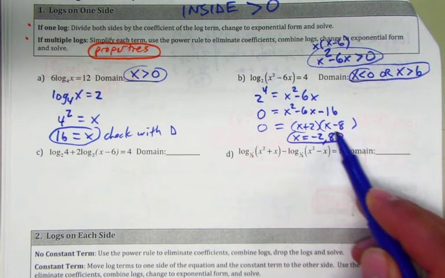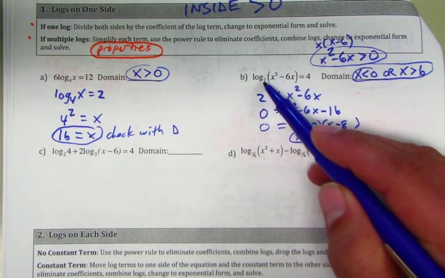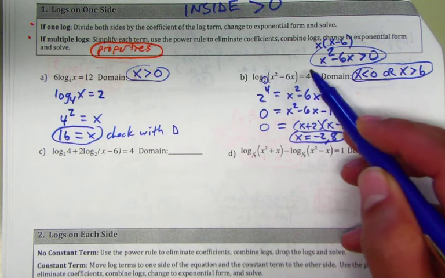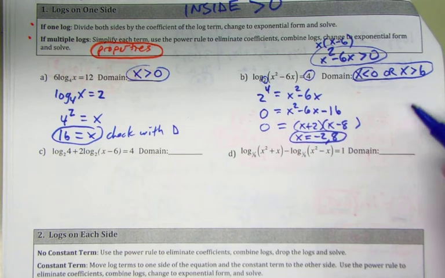Quick question. Where'd you get that 2 up at the top? Which 2? The 2 to the 4? Yeah. We're switching from log to exponential, right? This is the base. I didn't see that. Okay, never mind. Does that make sense? Yeah. Okay.